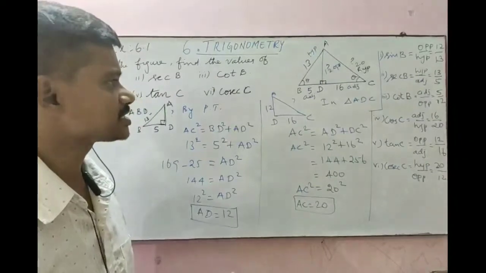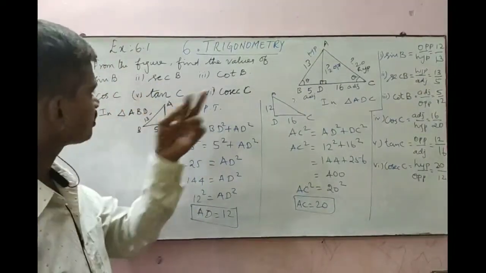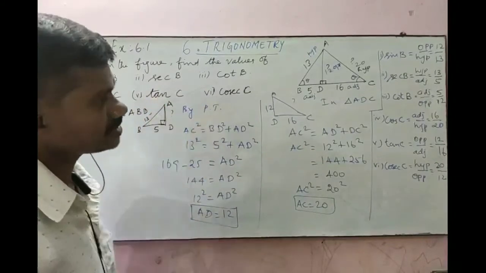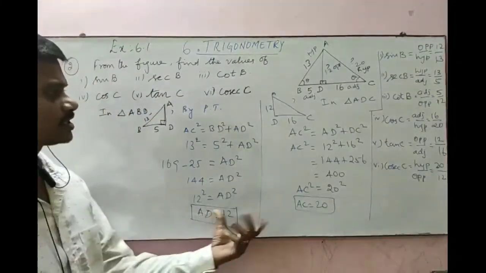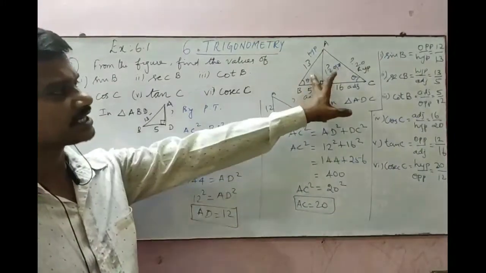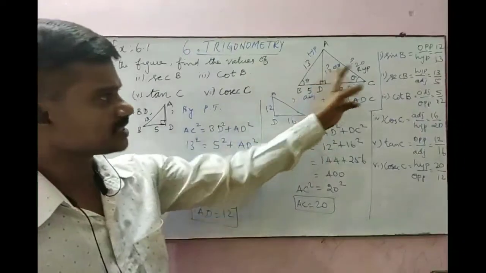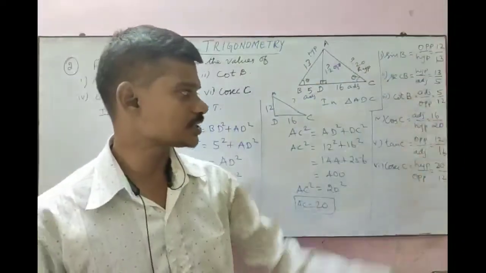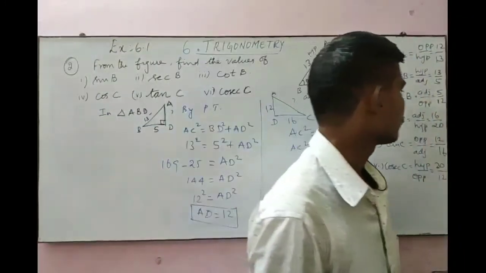So these are the 6 values: sin B, secant B, cot B, cos C, tan C and cosecant C. So this is the way of doing the sum. Here we have two right angle triangles. We have to find the remaining sides, and then using theta you have to find the values. For that you have to know the formula.